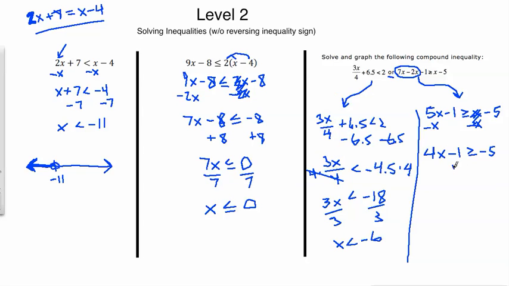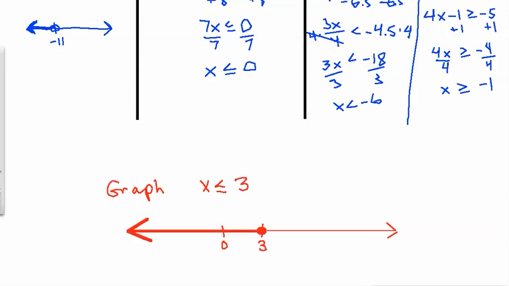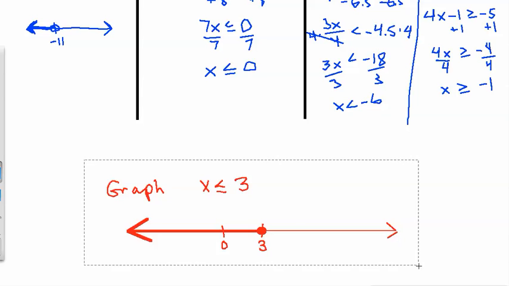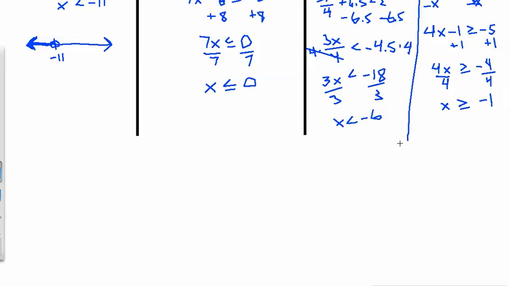We need to add 1 to both sides to get the x term by itself. We have 4x is greater than or equal to negative 4. Divide by 4, and then you have x is greater than or equal to negative 1. So our answer here, whoops, this was left over from our last video, is both of these. We've got both x is less than negative 6 and x is greater than or equal to negative 1.